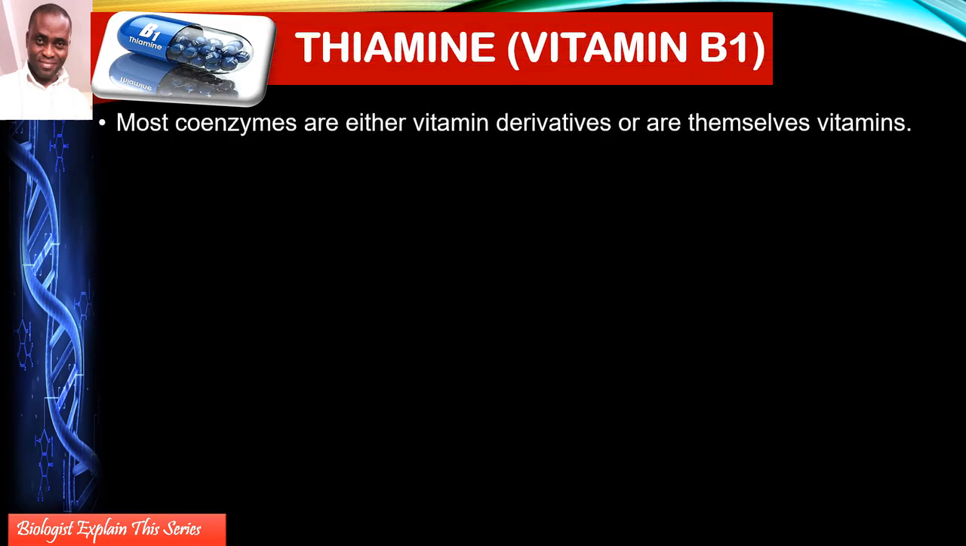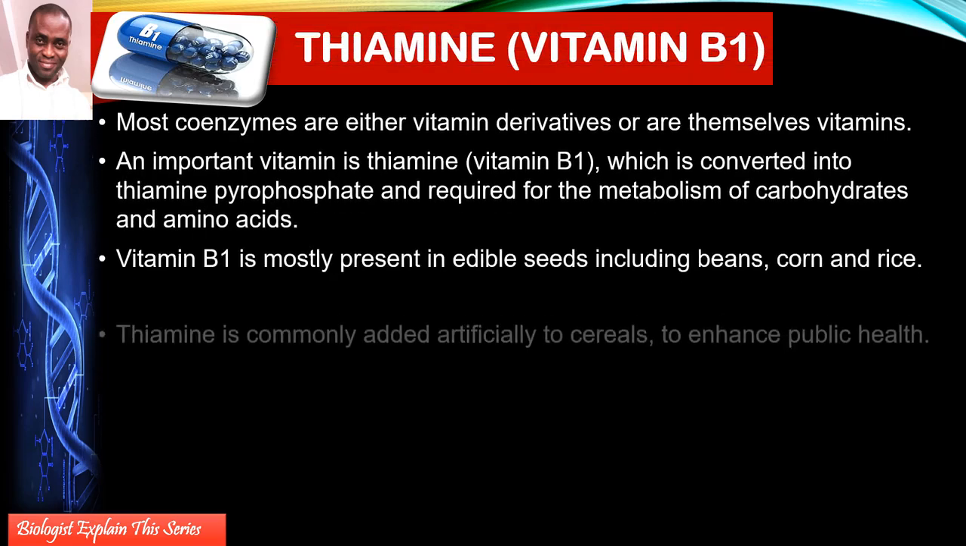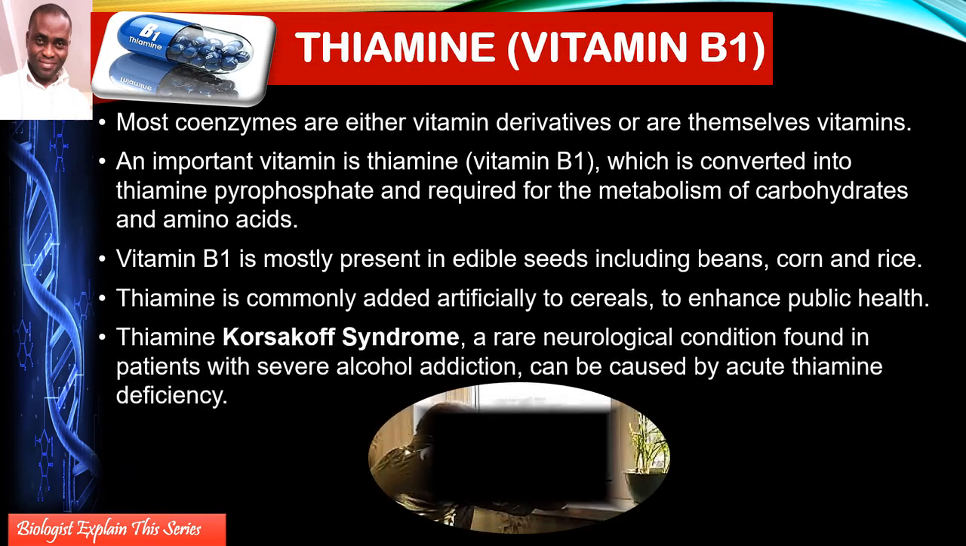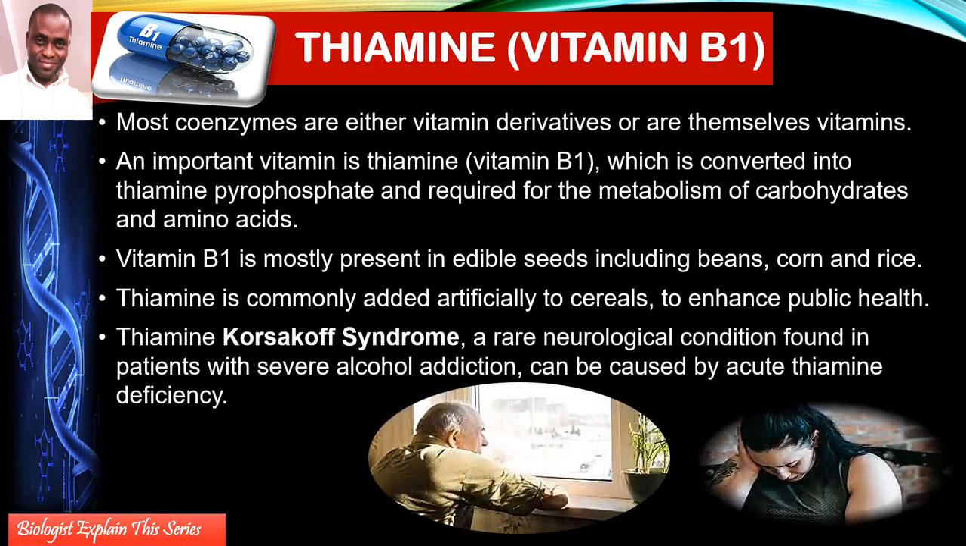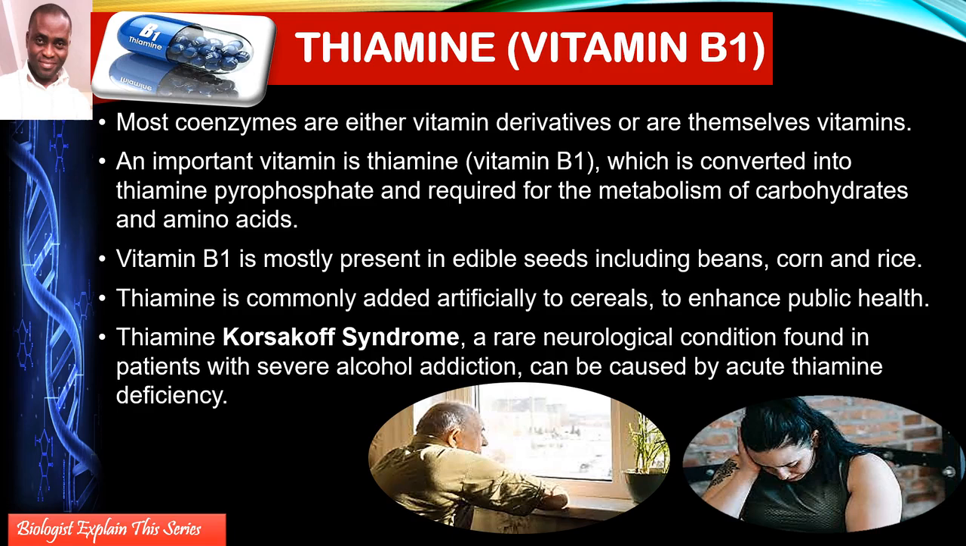And we are looking at a very important vitamin called thiamine, also known as vitamin B1. Now, it's important to realize that it's converted to thiamine pyrophosphate, which is required in the metabolism, that is, the pathway in which carbohydrates and amino acids are being used by the body. And it's present, of course, it's common. So if you have a deficiency, anybody with vitamin B1 deficiency, it's rare because it's abundant in rice and corn and beans, and these are staple foods of different parts of the world.